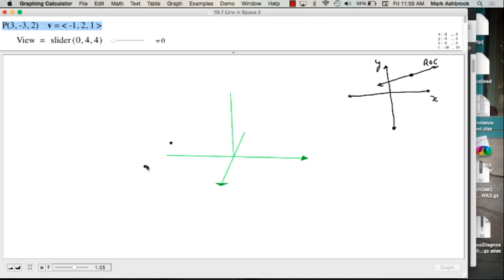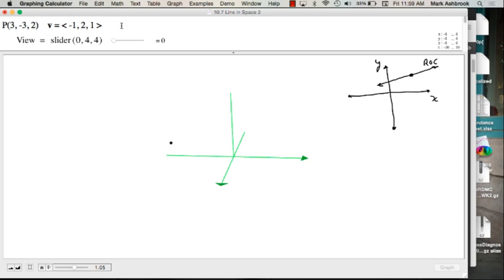A vector, right? A vector in R3 would give a direction, and along with that point would generate a set of points in space. Let's see how that works. Here's a point, 3, -3, 2. I'm showing the point 3, -3, 2 here, and the direction vector that I'm going to use is -1, 2, 1.